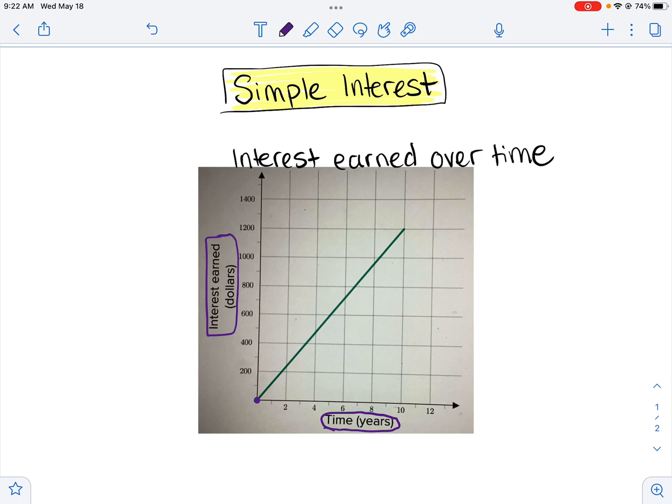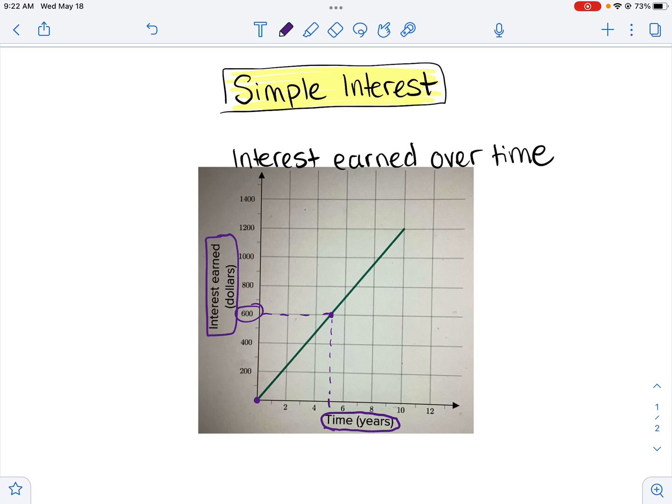Okay, so let's answer some questions about the graph. So what if we want to know how much interest they've earned after 5 years? Okay, let's use the graph. So here's 5 years. So if we trace that up to this, it looks like they have earned $600 in interest. $600 of interest after 5 years.